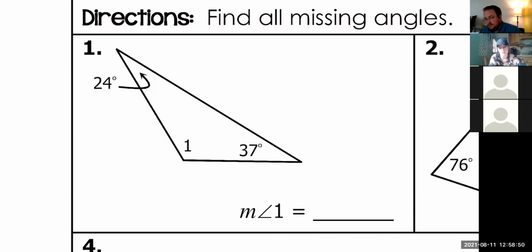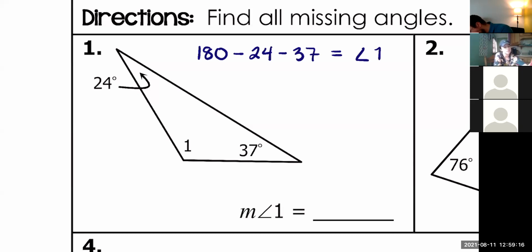Would you add 24 and 37 and then subtract it from 180 or no? Absolutely, because you know the whole thing should be 180. So in fact, I'm going to do what you said, but just slightly backwards. We know that the whole thing equals 180, right? If we subtract from that the 24-degree angle and the 37-degree angle, what we're left with should be our missing angle, which is angle 1. So what's 180 minus 24 minus 37? 119. 119. Good.